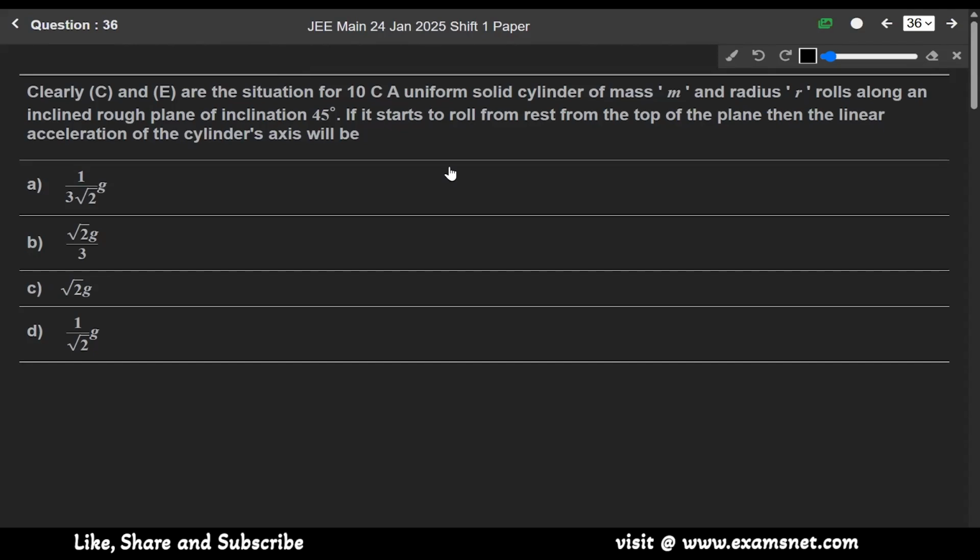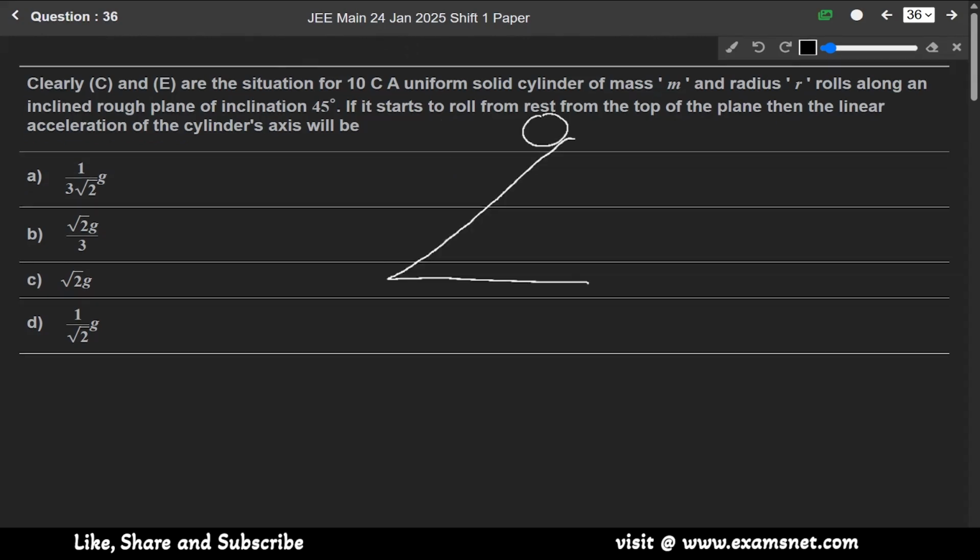Now next question is 36. In this question, it is given that a uniform solid cylinder of mass M and radius R rolls along an inclined rough plane of inclination 45 degree. If it starts to roll from rest, means there is an inclined plane and a solid cylinder is rolling, this is a case of pure rolling.